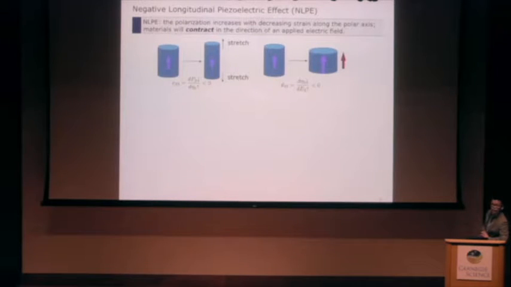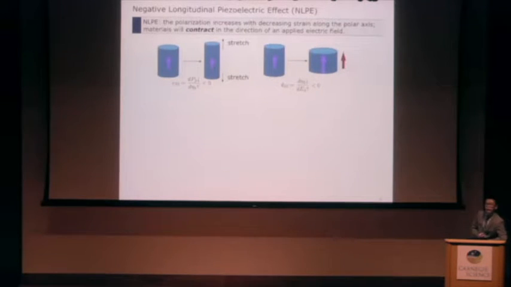This is a very counterintuitive phenomenon, because based on the definition, when we stretch the material, increasing the strain, the polarization actually becomes smaller. Equivalently, when we turn on an electric field along the polar direction, even though the polarization becomes larger, the lattice constant becomes smaller, giving you a negative d33. So this is very counterintuitive.